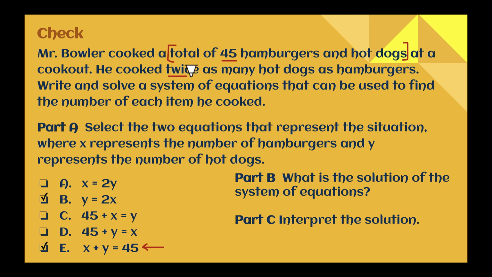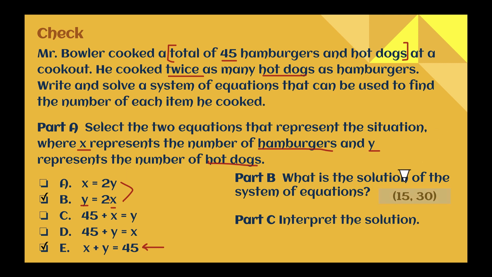Then, he cooked twice as many hot dogs as hamburgers. To do that, we find one of them is twice as much as the other, which both of these are written similarly, so we have to check what each variable means. X is representing the number of hamburgers, Y represents hot dogs. So to get hot dogs, there's twice as many hot dogs. So I would take my hamburgers, which is X, and multiply that by 2 to get my hot dogs. So if you picked A, you just had your variables switched.